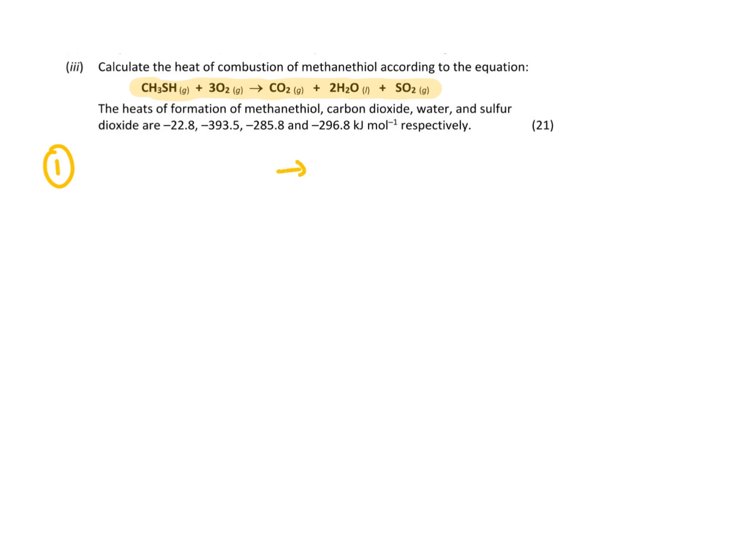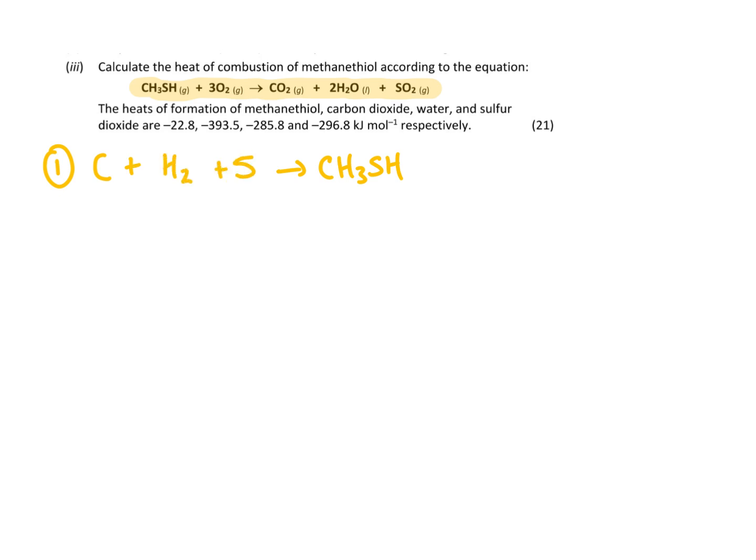Now methane thiol has the formula CH3SH. So that is what we want to produce, and we know heat of formation is when the elements in their standard state react to produce 1 mole of the product. So the elements in their standard state here would be carbon, hydrogen and sulfur.